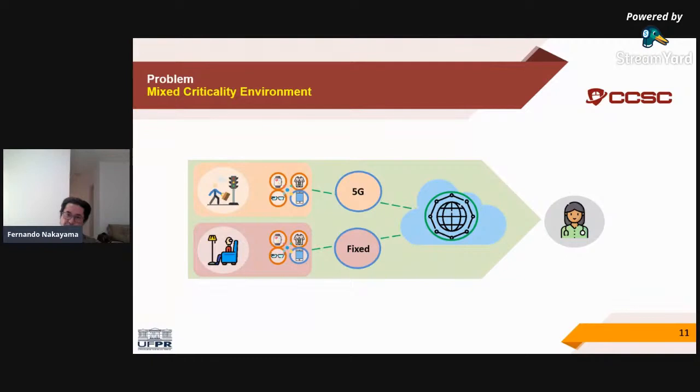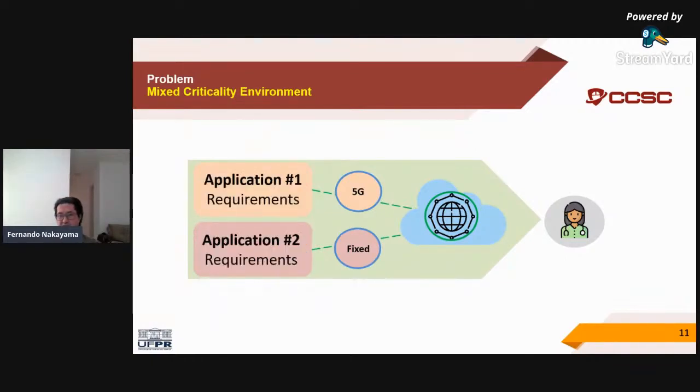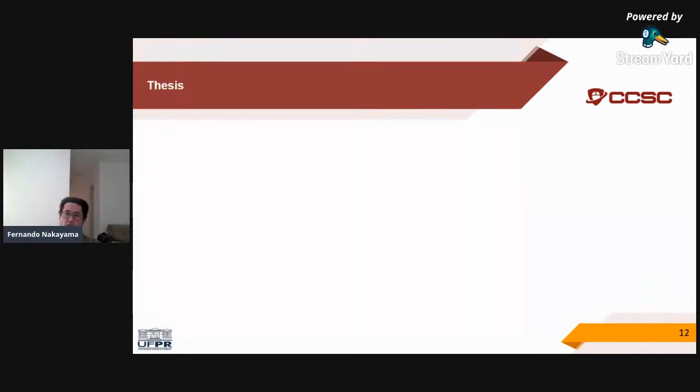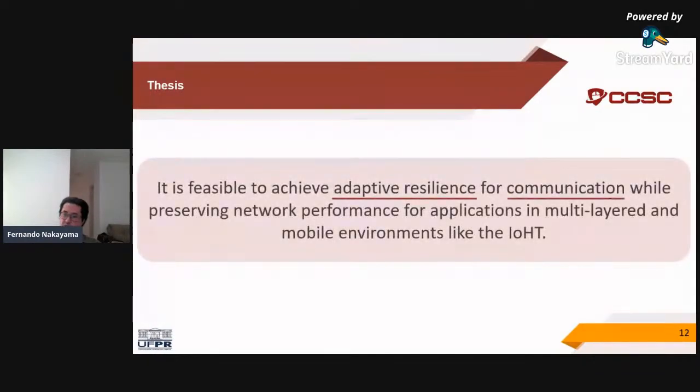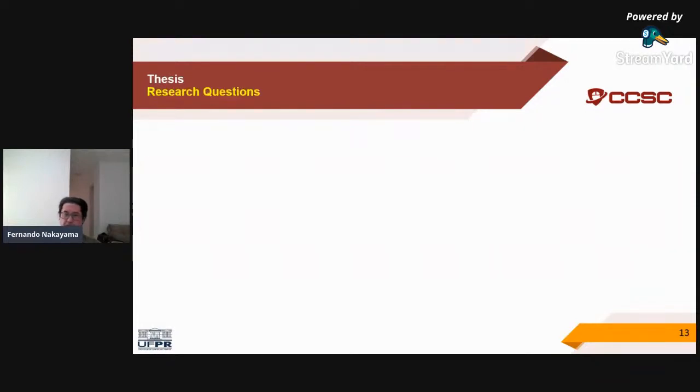So depending on the criticality, such as life-threatening events, the requirements are significantly different for the applications, even though they can share part or even a complete set of resources. So our thesis is that it is feasible to achieve adaptive resilience for communication while preserving network performance for applications in multi-layered and mobile environments like the IOHT.